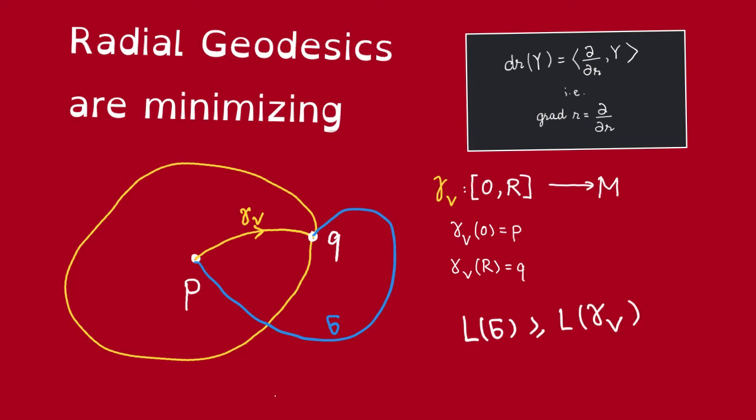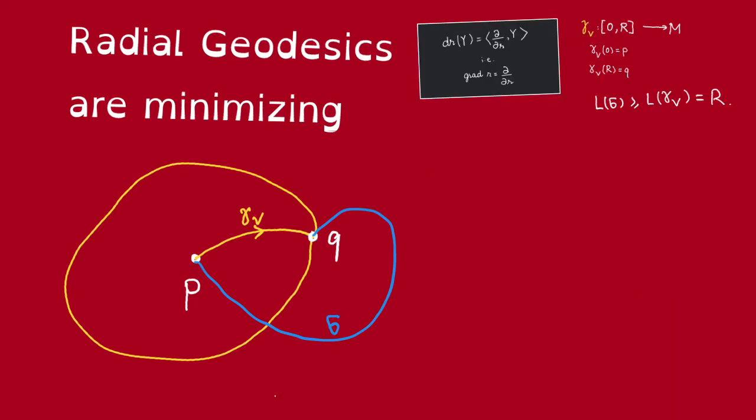Let's say this gamma V has unit speed, and gamma V at time r is equal to Q, then that would mean this length is just equal to R. So what we're saying is that we need to show that for any admissible curve sigma from P to Q, the length of sigma has to be greater than or equal to R. So let us be kind of hand-wavy and just talk about the general idea of this proof. We'll fill in the technical details later, okay?